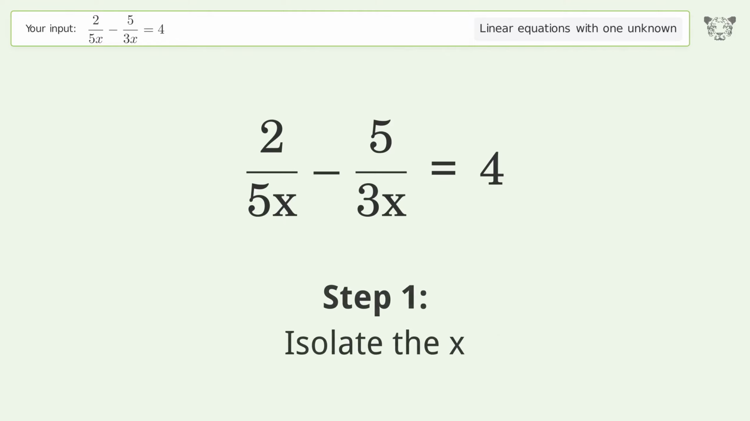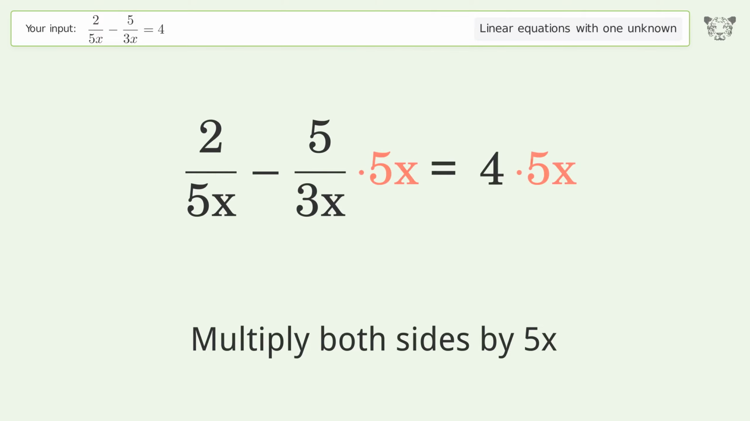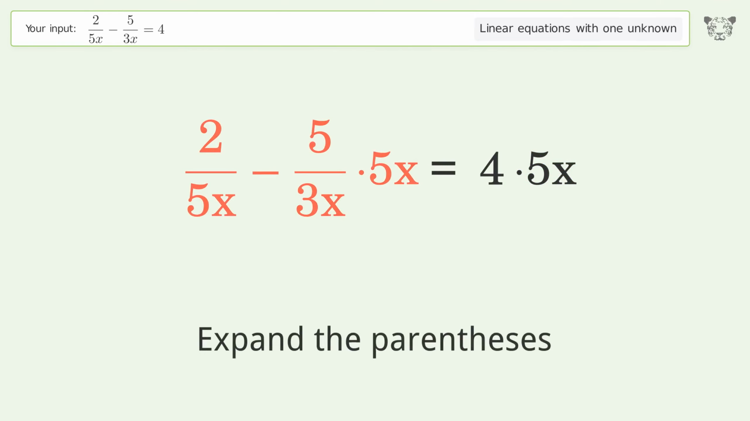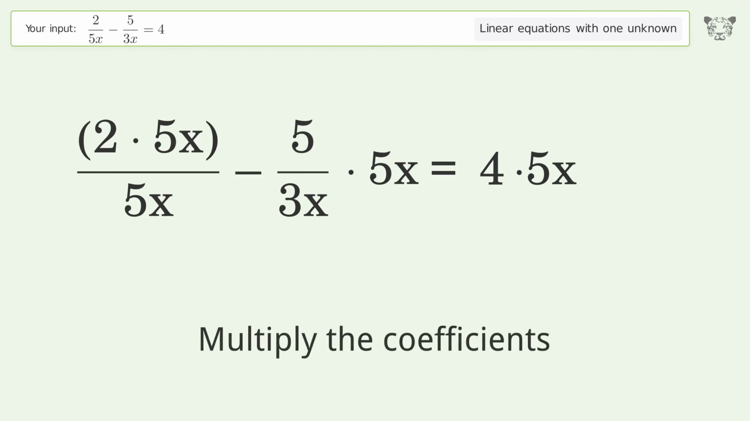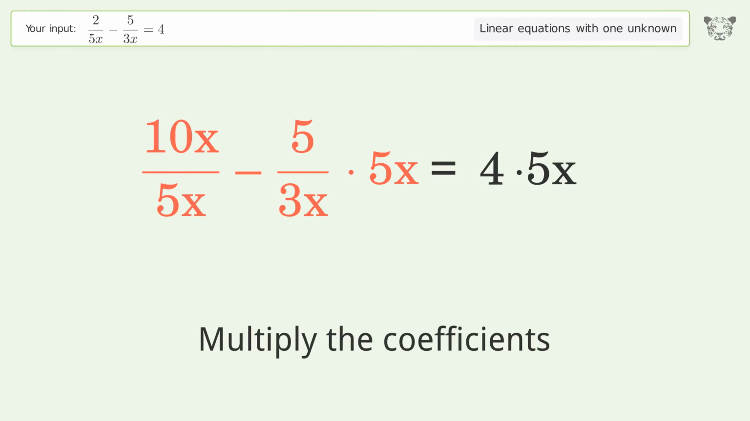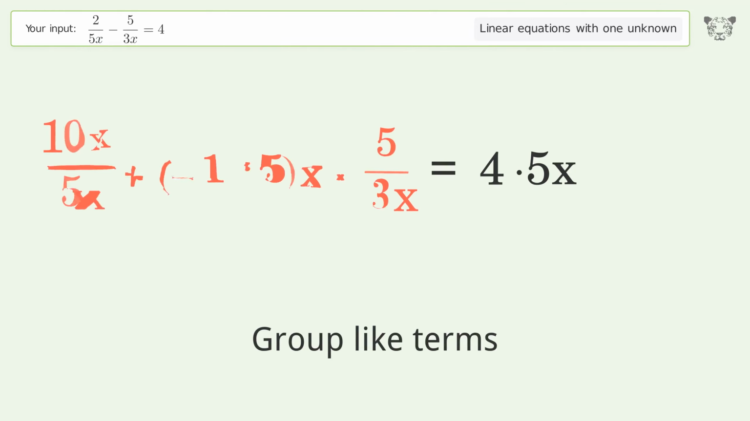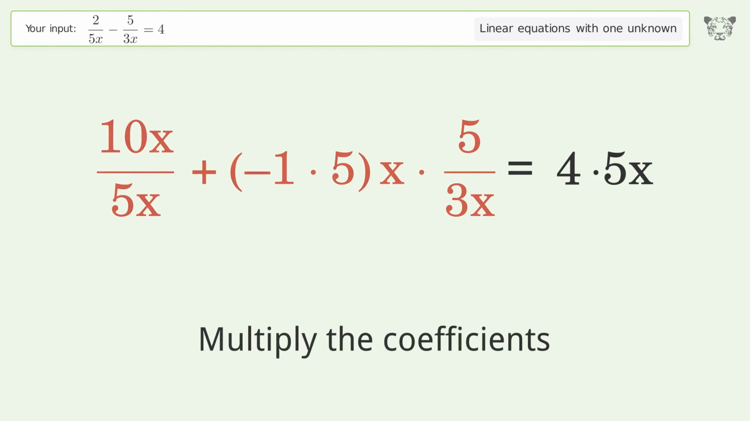Isolate the x. Multiply both sides by 5x. Expand the parentheses. Multiply the coefficients. Group like terms. Multiply the coefficients.